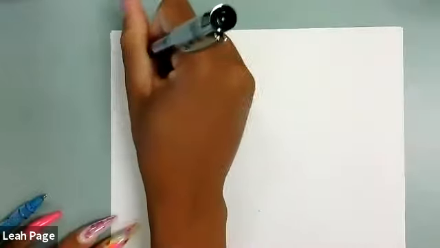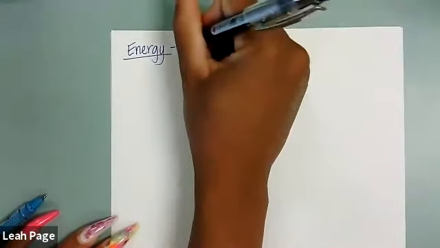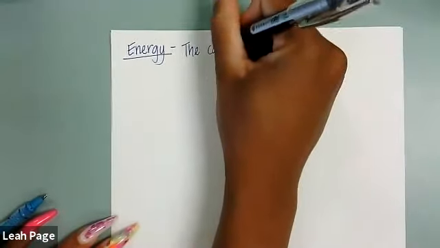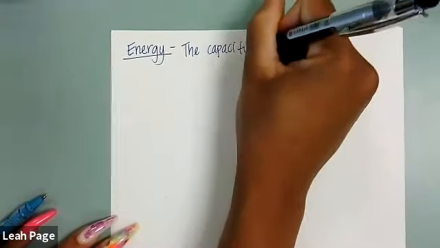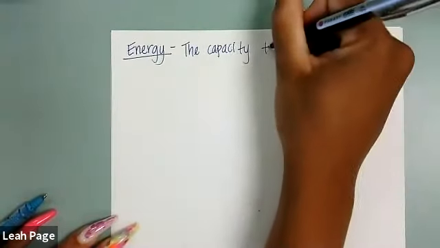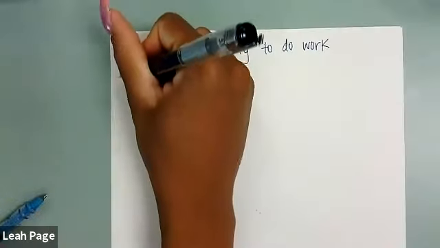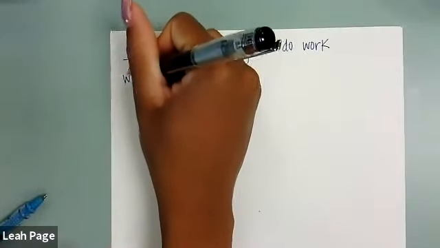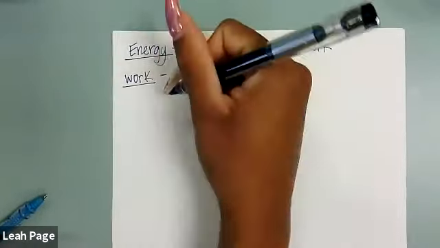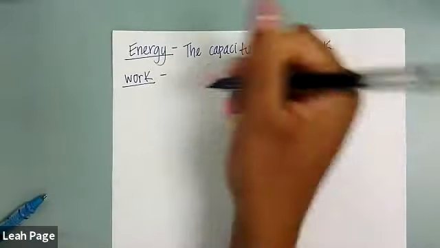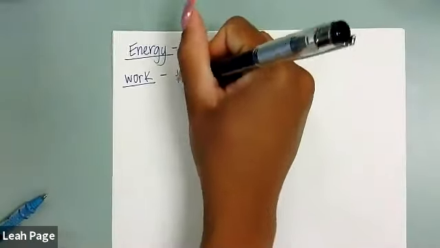All right, energy. Energy is just the capacity to do work. That's the simple book definition of energy. When we talk about work, we're saying that all work is the result of a force acting over a distance.